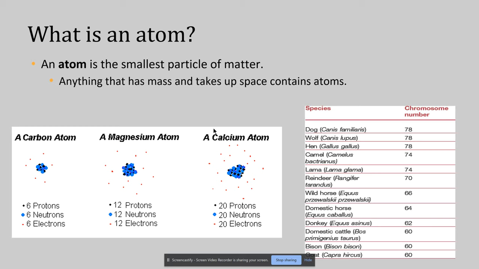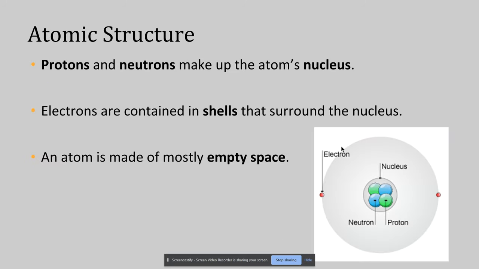You can think of this like animals in biology. We know that humans have 23 pairs of chromosomes, or 46 total chromosomes. If you look at this diagram to my right, or your right, you can see that each different animal has a different number of chromosomes, just like each element has a different number of protons, which we'll talk about in a little bit. That's how we identify different elements.